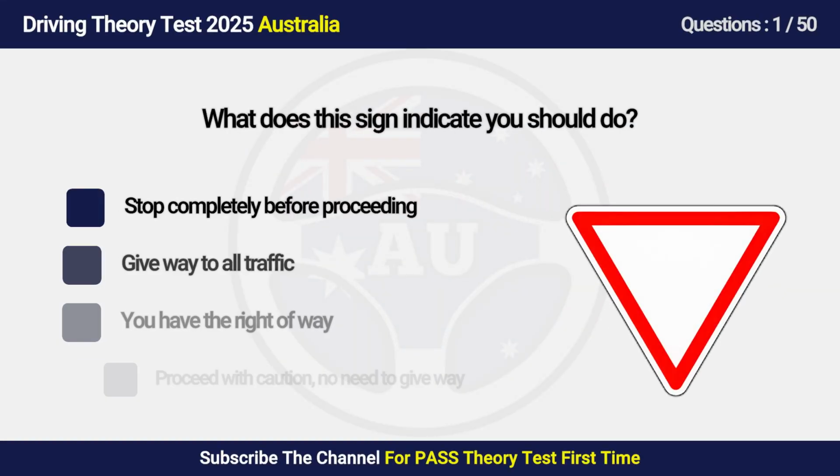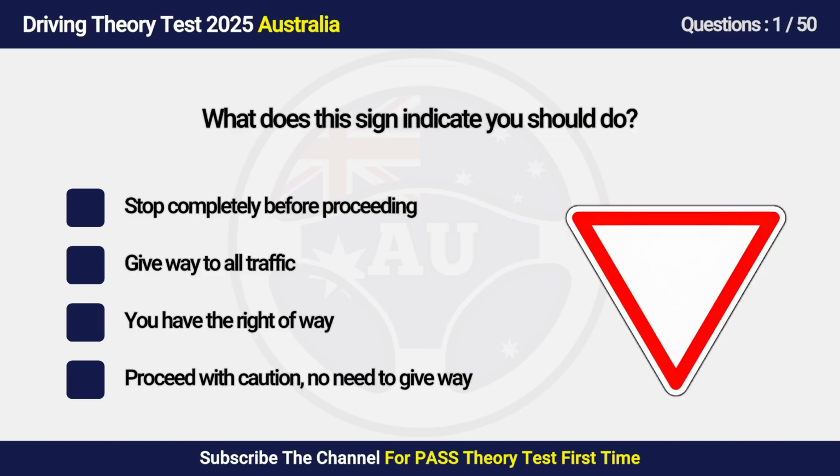Question 1. What does this sign indicate you should do? A. Stop completely before proceeding. B. Give way to all traffic. C. You have the right of way. D. Proceed with caution, no need to give way.